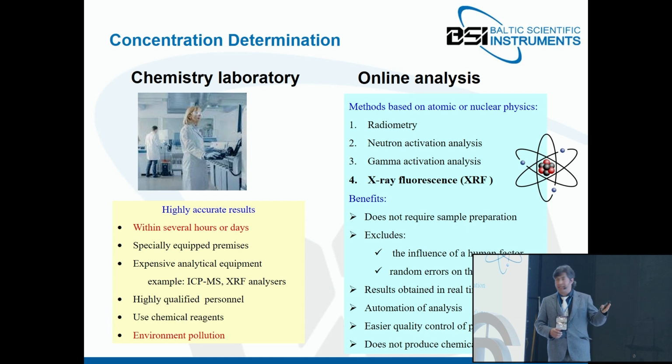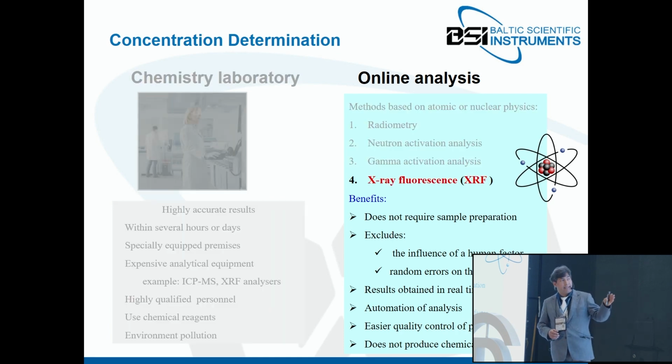The benefit of this online analysis is that it does not require any pre-preparation of the sample. It excludes the human factor in the random errors. The results are obtained practically in real time, and it allows automation of the analytical process and facilitates the quality control of the production. And of course, it does not produce chemical pollution of the environment.